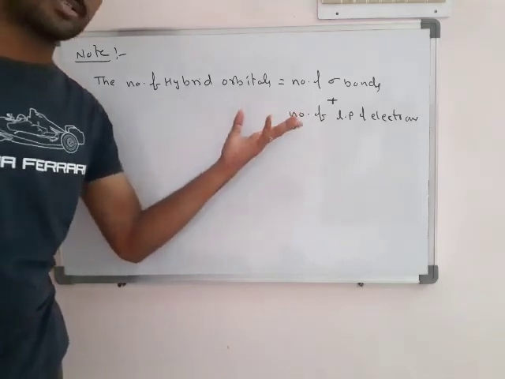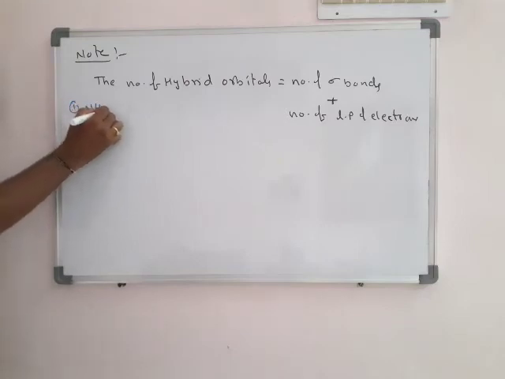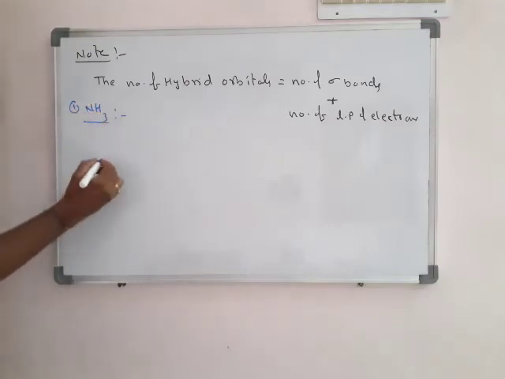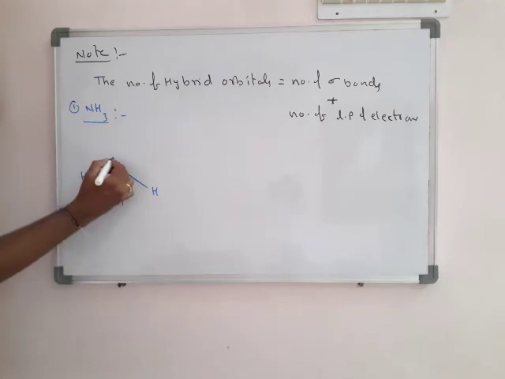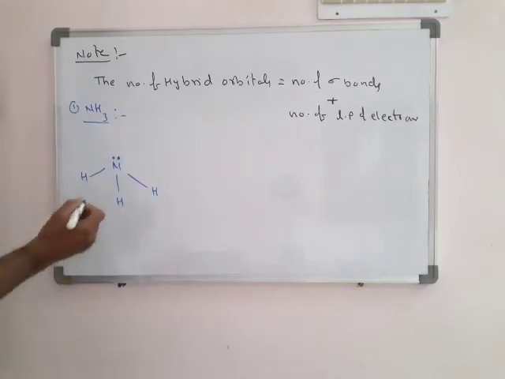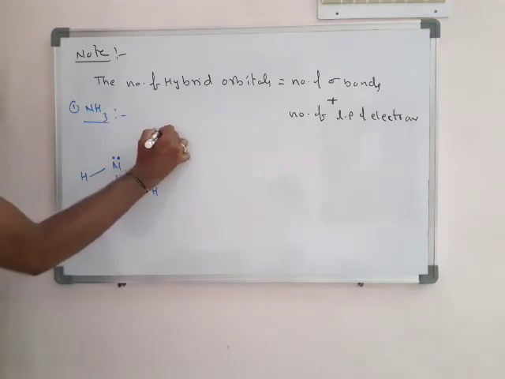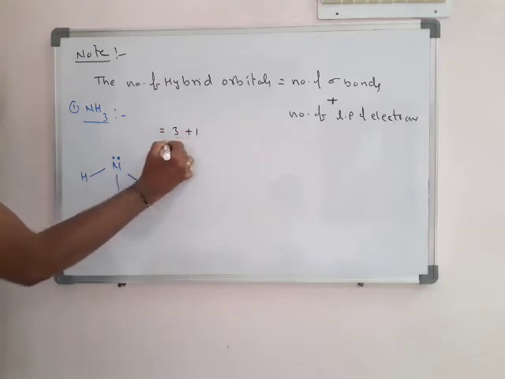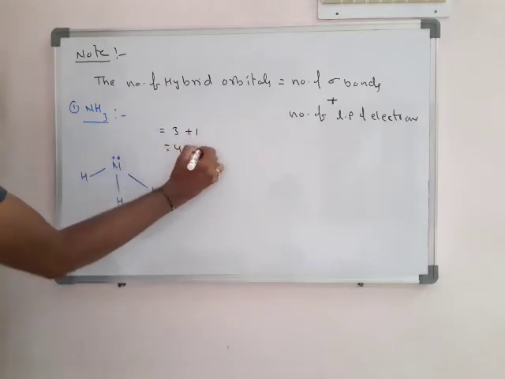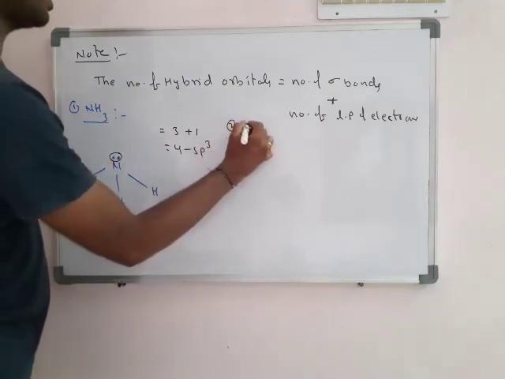So with this, if you get 4 hybrid orbitals, it is sp3. Let's check some molecules. For example, NH3. We already know the shape of NH3, having one lone pair. So how can we determine the hybridization of nitrogen? The number of hybrid orbitals equals the number of sigma bonds, 3, plus 1 lone pair. So 4, that is sp3. And here we need to know that there is 1 lone pair on it. Only then is this method suitable.